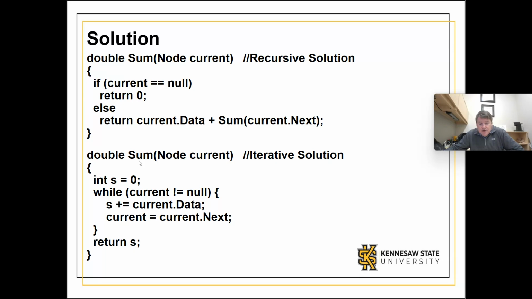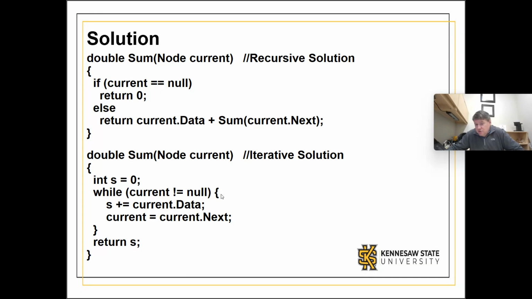So the second one is the one that I just did. It's the iterative solution. It's using a loop. So basically, it sets the sum equal to zero. It presumes there's a current here, and it says, well, that current is not null. Add to the sum whatever's in current.data and set current equal to current.next. Finally, return the sum. Great.